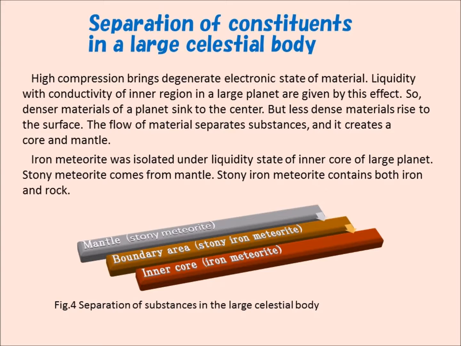Iron meteorite was isolated under the liquidity state of the inner core of a large planet. Stony meteorite comes from the mantle. Stony iron meteorite contains both iron and rock.